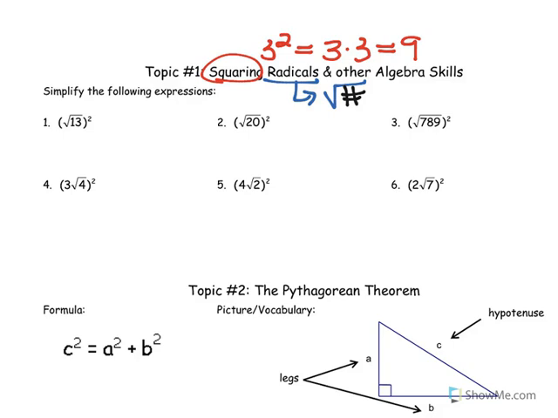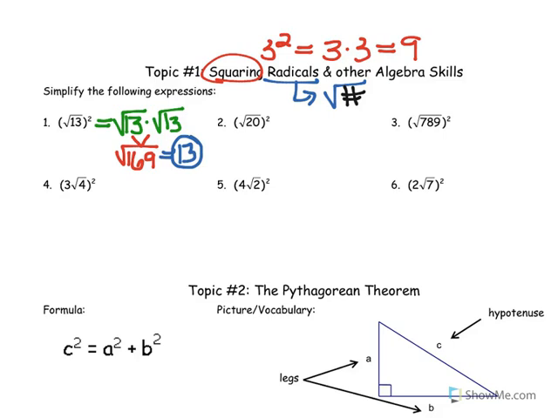Now, when I take the square root of 13 squared, I'm going to multiply the square root of 13 by itself. There's a rule that says when you have two radicals multiplied by each other, I can multiply the insides and put them underneath one radical. So 13 times 13 is 169. And now we know the square root of 169 is 13, and we're done.